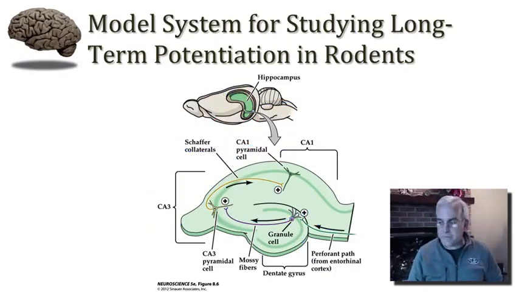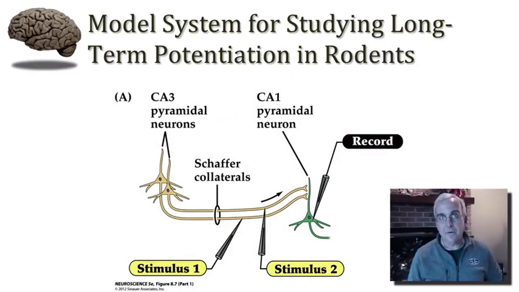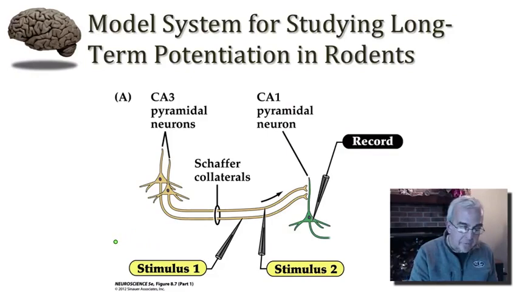And it's possible then to put microelectrodes into this system and stimulate some number of these axons that might be converging on a pyramidal cell in the CA1 region. And the experiments that I'd like to tell you about are as follows. A particular microelectrode that is positioned along this pathway is going to be stimulated.